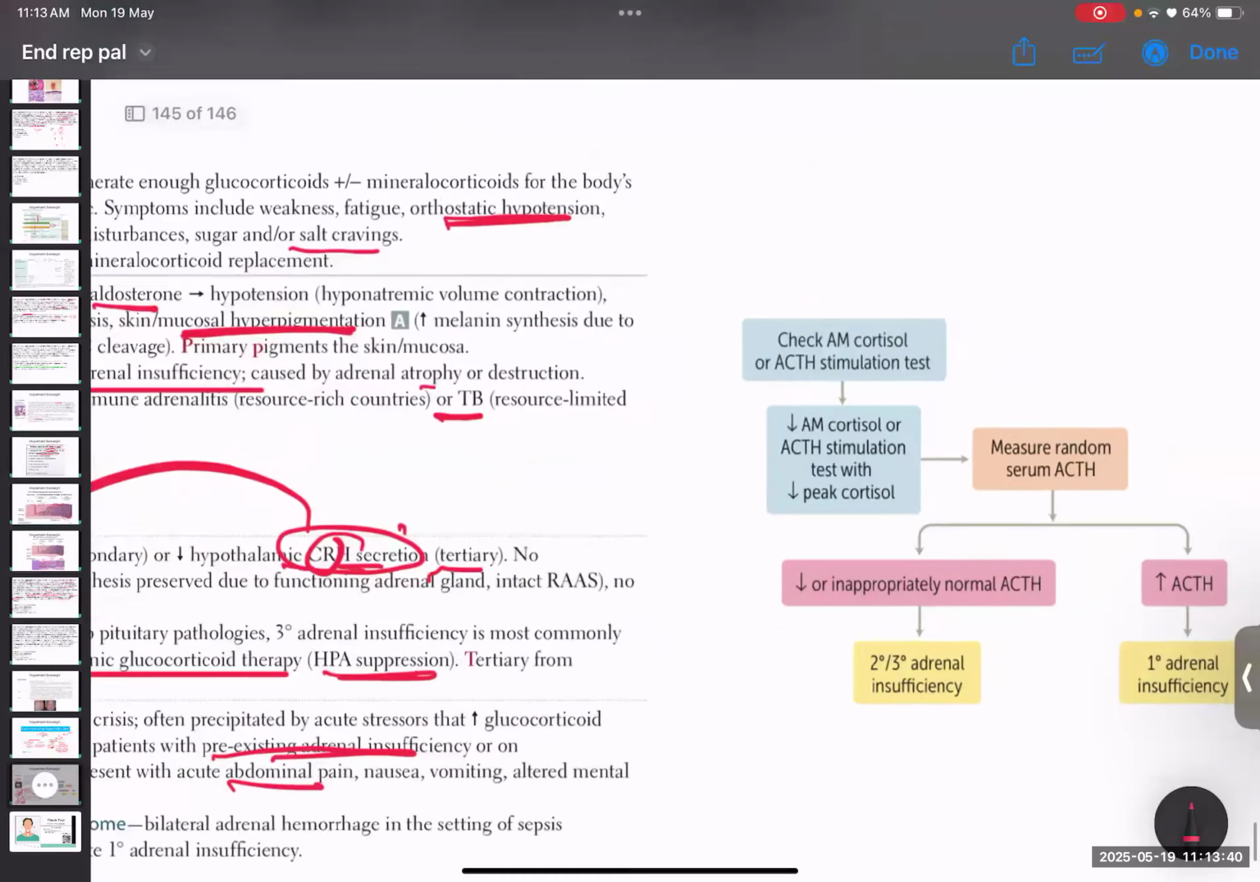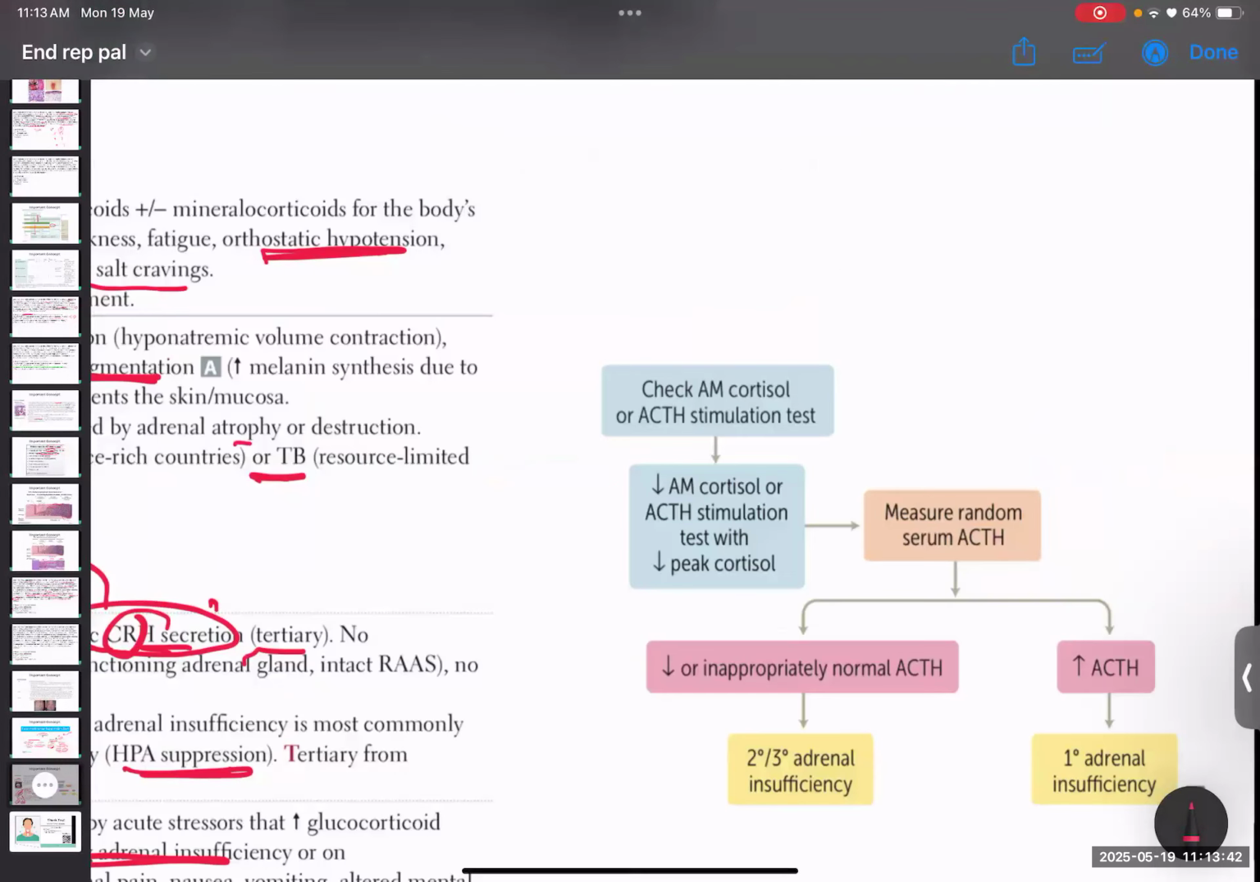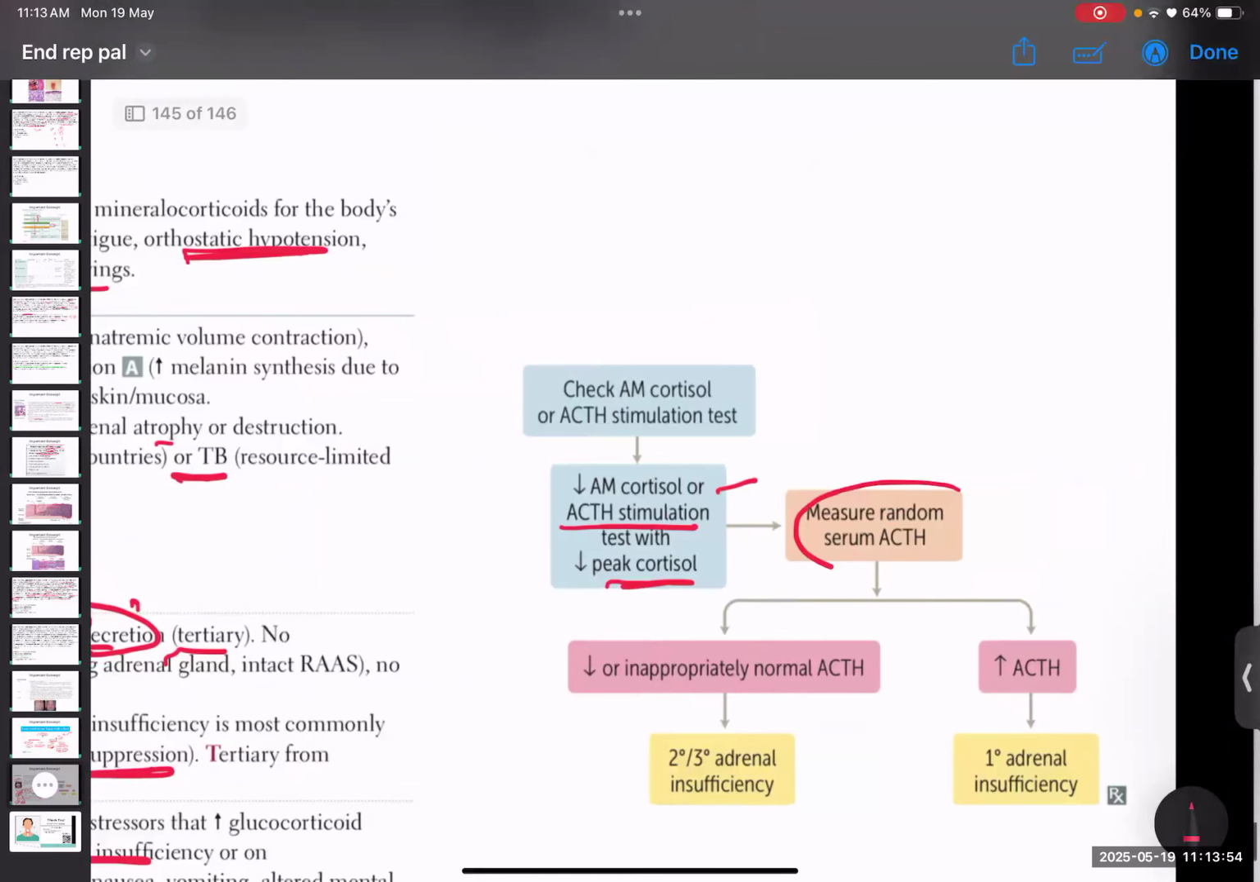And how would you diagnose what type of insufficiency it is? So you want to check AM cortisol. If your AM cortisol is low, or if you don't have a cortisol peak in response to ACTH, then you want to measure ACTH.